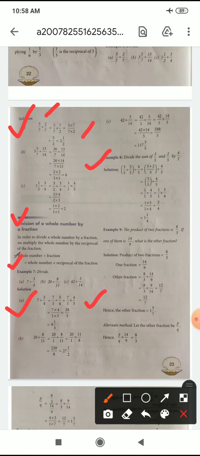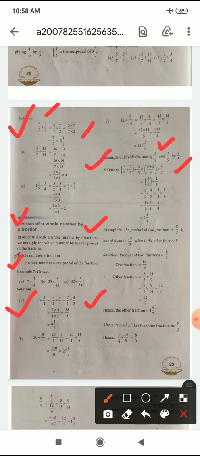Then example 8, you see. Divide the sum of 3 by 5 and 2 by 5 by 4 by 5. So first of all, we find out the sum of 3 by 5 and 2 by 5. Whatever result we get, then we divide it by 4 by 5.